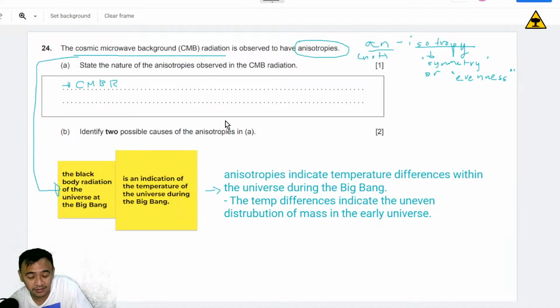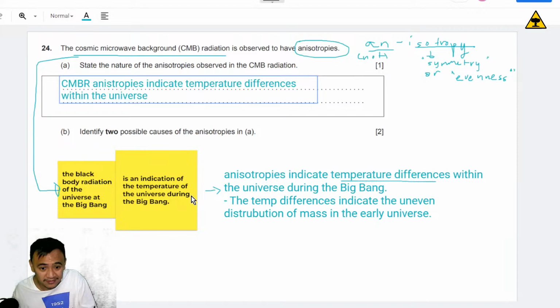Okay. Second part, identify two possible causes. So we have one right here in the discussion I've made, right? The uneven distribution of mass is one of them. Basically, you can just say density fluctuations in a more technical sense. What are the other two possible causes?